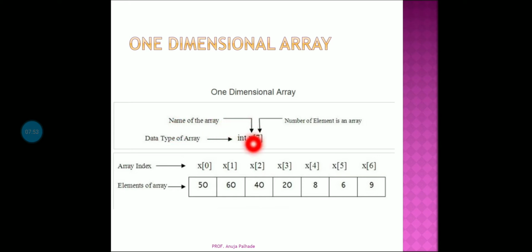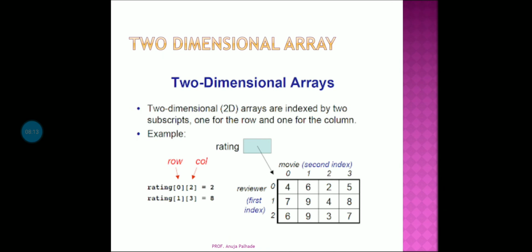So here x is the name of the array, integer is the data type of the array, and 7 is the total number of elements the array can store. So these are the array indexes as usual, starting from 0, that is the lower bound, and x of 6 is the upper bound. Okay, elements of an array are just inserted into it. So this is 1-dimensional. Now see how the initialization of a 2-dimensional array is carried out.